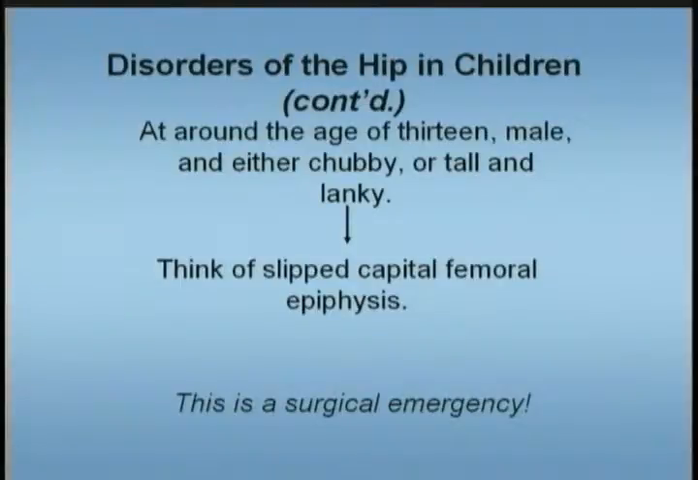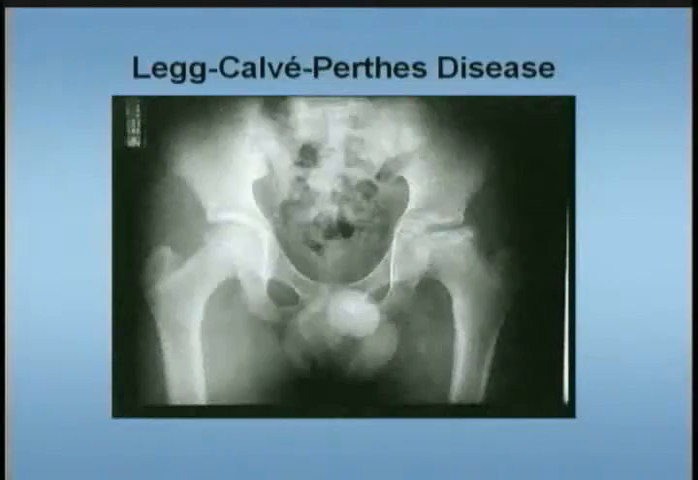And finally, if the disorder of the hip is at around the age of 13, a male who's either chubby or tall and lanky, you think of slipped capital femoral epiphysis, and this is a surgical emergency. Here is a picture of a child that has the Legg-Perthes disease. So typically this would have been a child around the age of 6 complaining of pain in the hip. And so with that description plus the picture, you should be able to make the diagnosis.